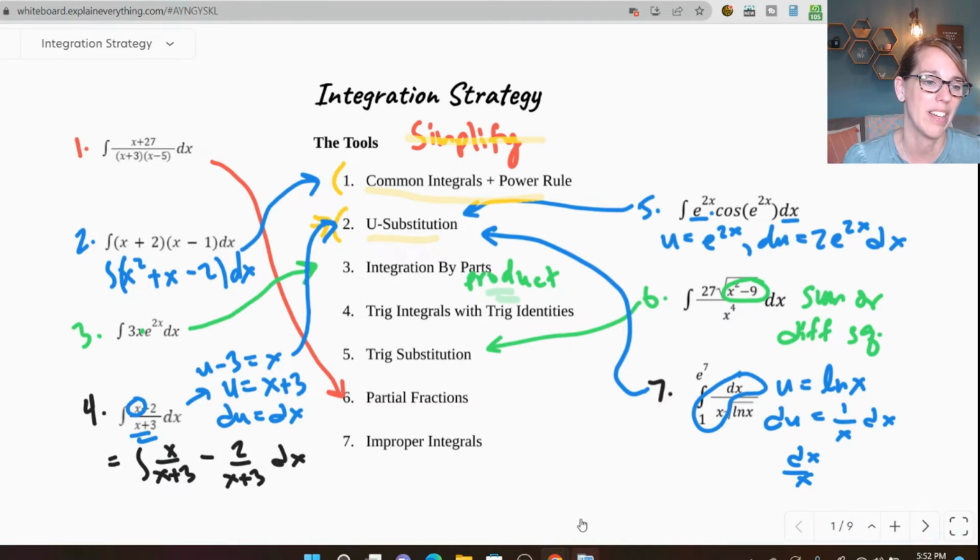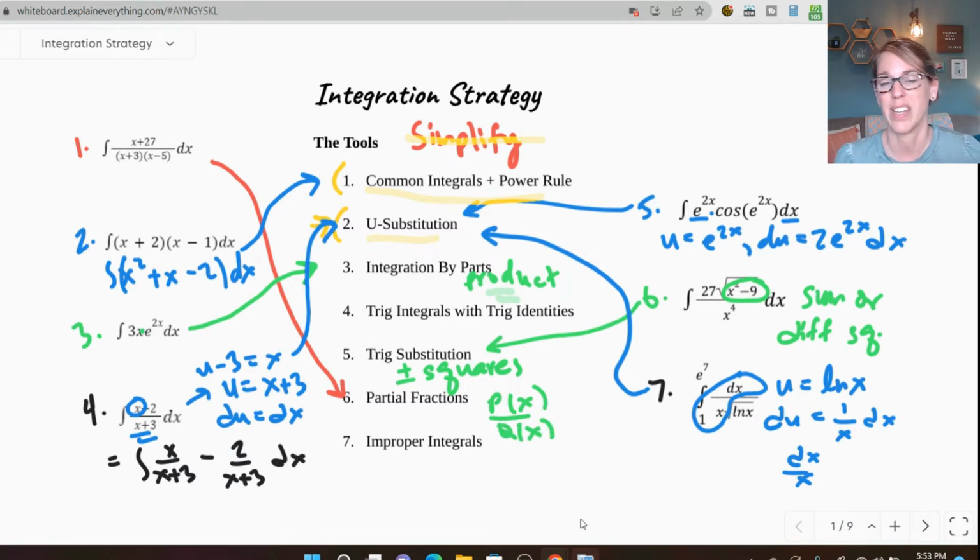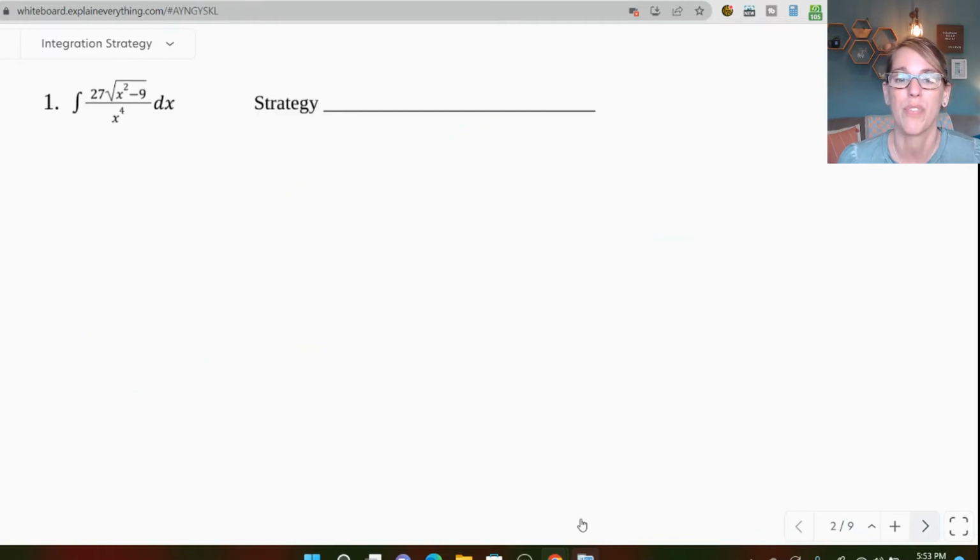Let me go back to my pen here. And then for the trig integrals with trig identities, these are their own form of u substitution. So we'll see some of those as well. Trig substitutions, this would be a sum or difference of squares. Partial fractions, we're certainly looking for a rational expression that we can't do a u substitution on. So some polynomial over a polynomial there. And then we didn't have any examples of improper integrals, but that's where we have unbounded limits of integration. Okay, let's go ahead and move through these.